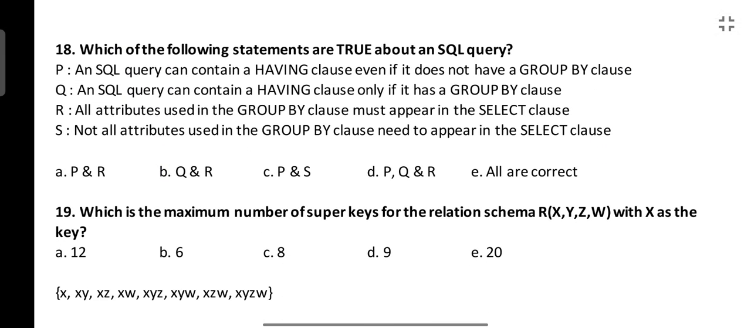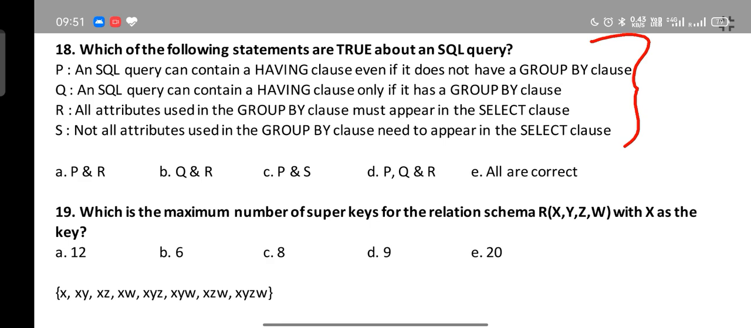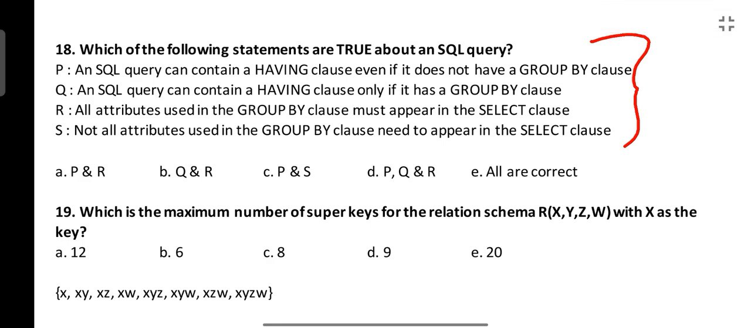Question number 18. Yeah, this type of question I consider a bit tough, where statements are given and you have to identify which statements are correct. If there is one correct, that will be easy, but whenever they give pairs like PR, QR, PS, PQR, at that time it becomes a bit tough. So let's understand which of the following is true.